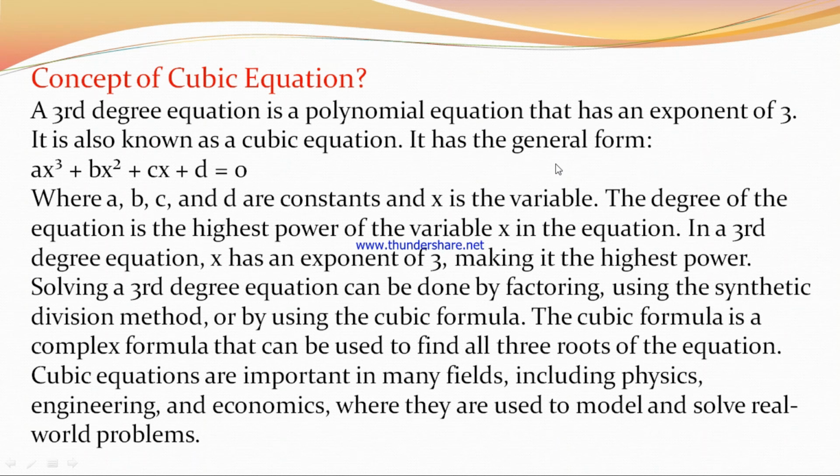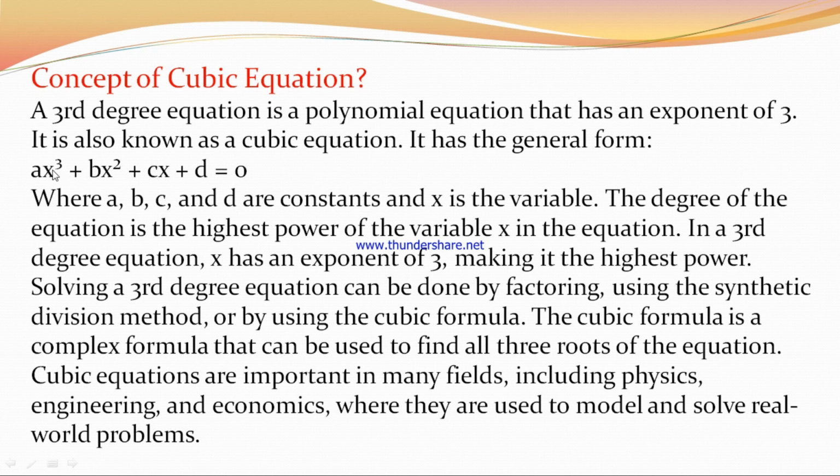equation. It has the general form ax cube plus bx square plus cx plus d is equal to 0. When a variable has maximum power 3 in the equation, we can say that it is a cubic equation, where a, b, c and d are constants. Here we can say that a, b, c and d are constants.